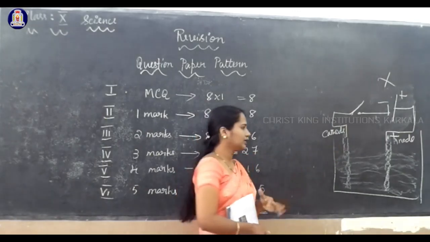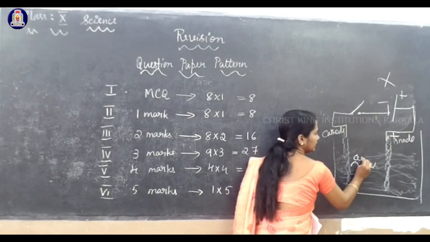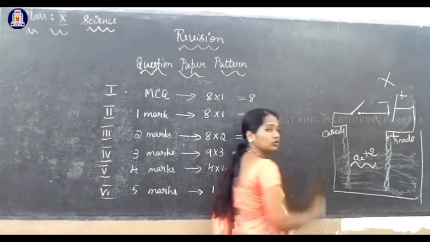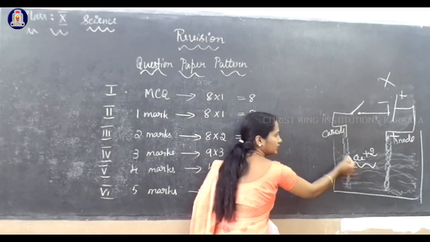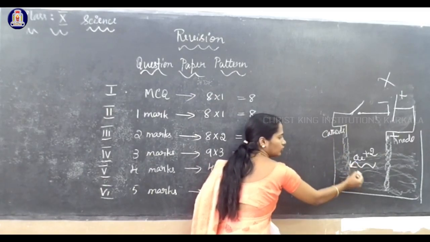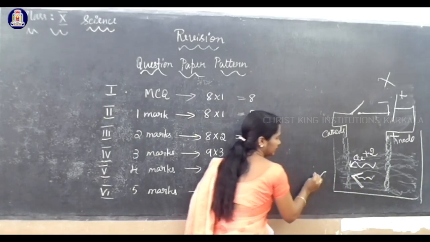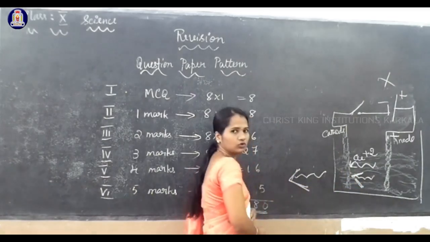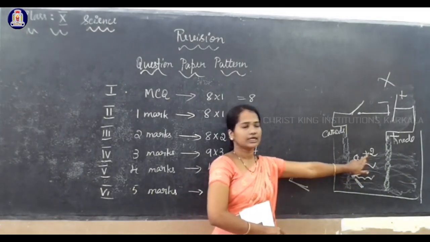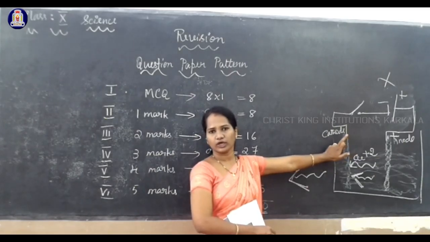And in the diagram an arrow mark is given like this. That is Cu2+. Its direction should be towards the cathode. It is moving towards the cathode, in this way. The copper ions are moving towards the cathode. You have to remember this while drawing the diagram.